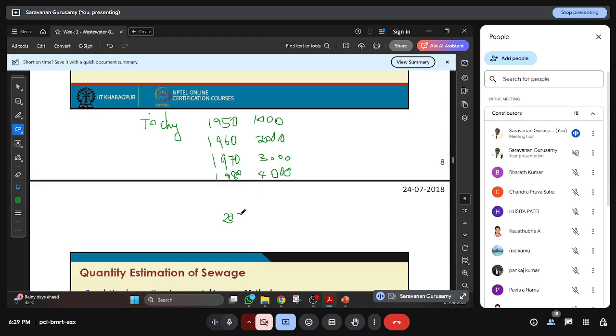I need to calculate the population of 2025. That data I don't know. So how to find it? I have the actual population for these years. First I am using the arithmetic increase method. This is the population, this is the year. I need to know the difference in the population, that is the increase. See, 1000 to 2000 there is a 1000 increase. 2000 to 3000 there is a 1000 increase. This minus this I am calculating. Then 3000 to 4000 again there is a 1000 increase. So what is the average? 1000 plus 1000 plus 1000 is 3000, by 3, you are getting an average of 1000. So this is the average increase in every decade.